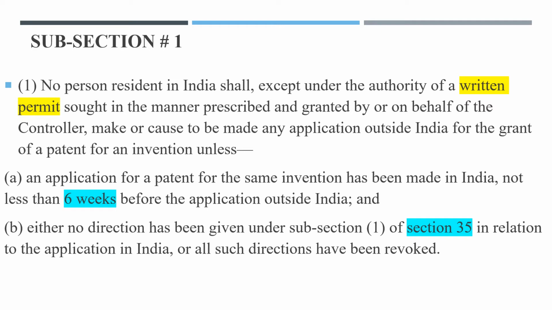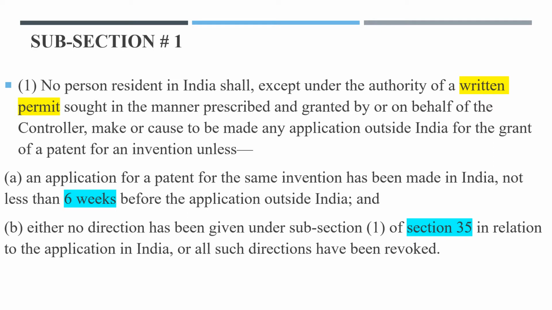So we can say, friends, for clause A here, patent application must be made in India not less than 1.5 months before. Just remember that patent application must be made in India 1.5 months before, or 6 weeks.